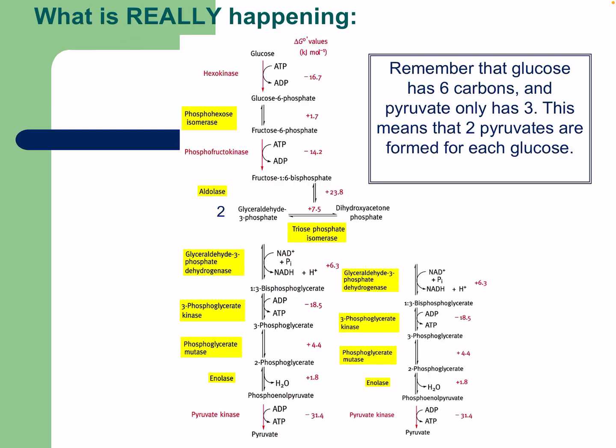So again, remember that glucose has 6 carbons and pyruvate only has 3. This means that 2 pyruvates are formed from each glucose. So we went through this pathway, but again, this is happening twice. So it's 2 pyruvates, and each one of these would individually enter the citric acid cycle.